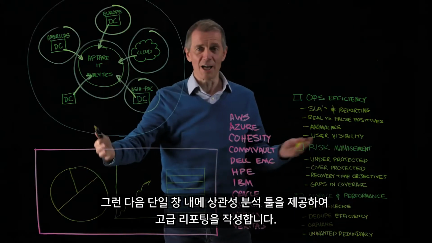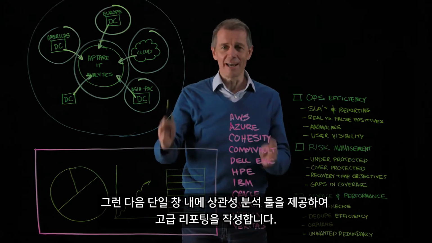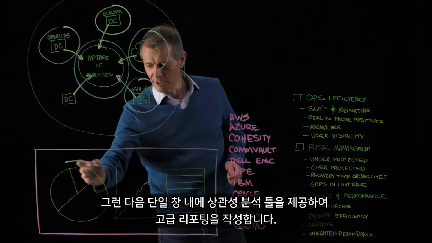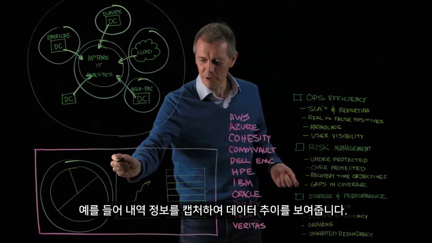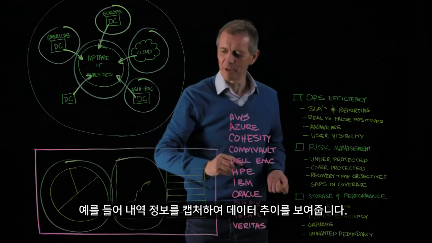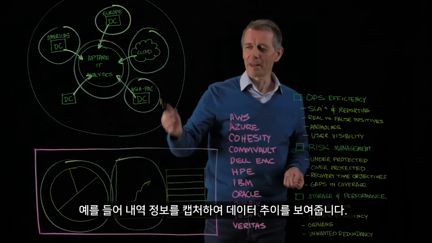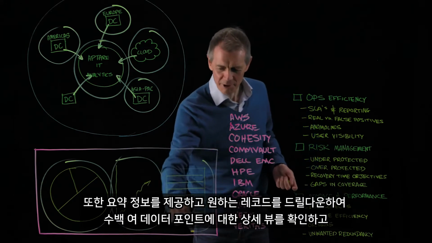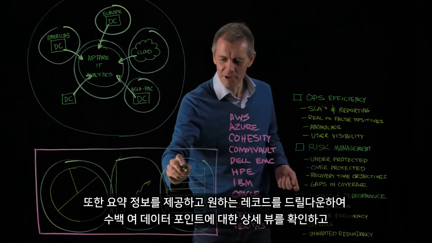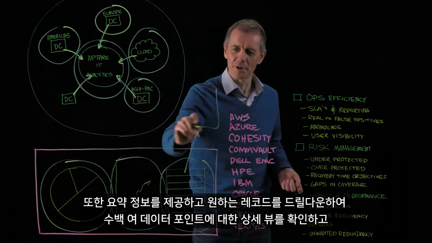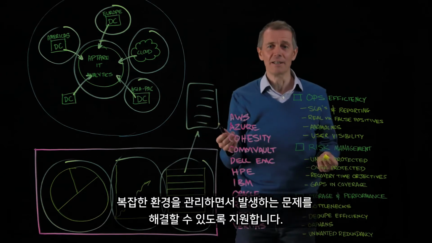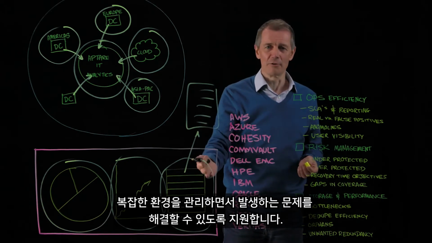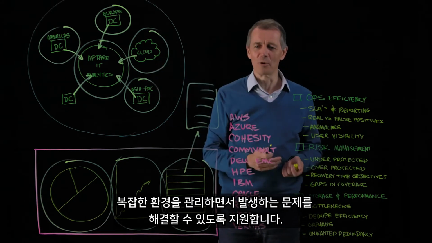Within that single pane of glass, we can then provide correlation, analytics, and we can show you aggregated high-level reporting, perhaps for executive reporting. Because we capture historical information, we can show you trending, and we can also give you summary level information. And for any one of these records, we can drill down into a detailed view to give you all the hundreds of data points that you need to be able to take action to solve the problems with managing this complex environment.